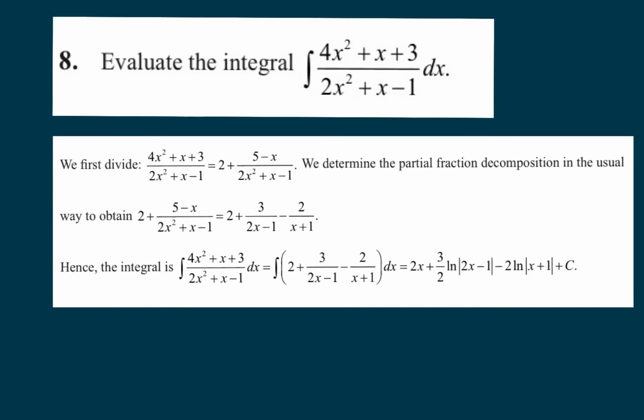Let's do the problem. Evaluate the integral of 4x squared plus x plus 3. Because they have the same degree of polynomial, what you need is long division. So if you do long division, this will be 2 plus (5 minus x) divided by (2x squared plus x minus 1). And now, instead of making the integral of this function, you make the integral of this function, and the integral will be like this.